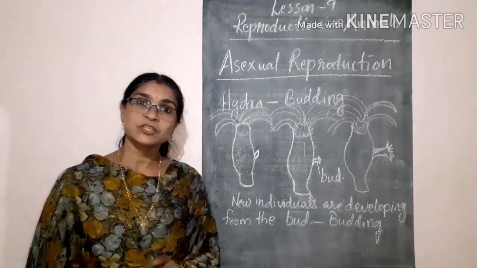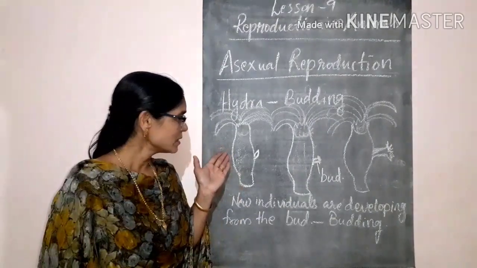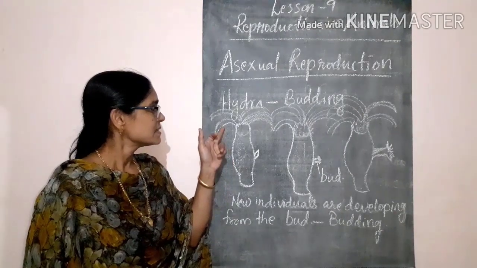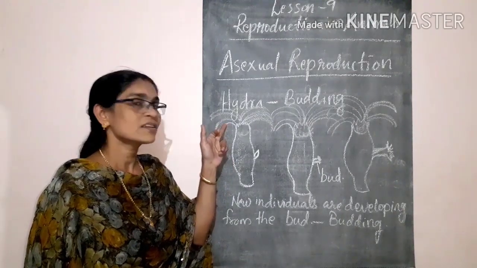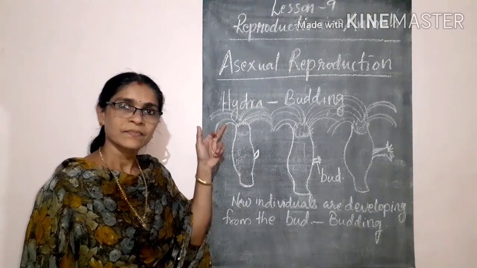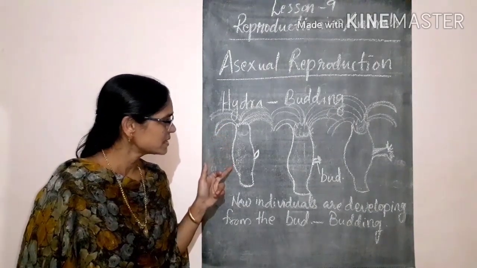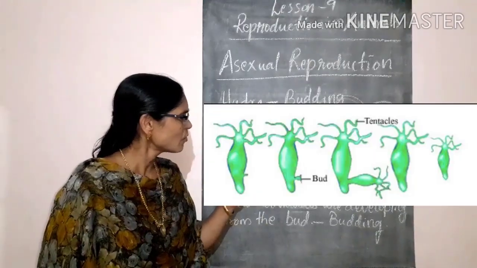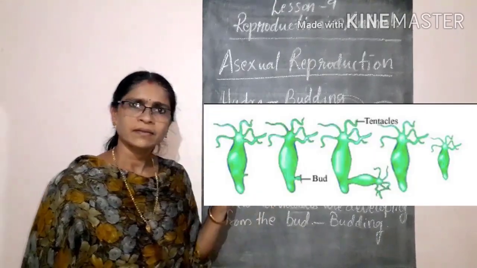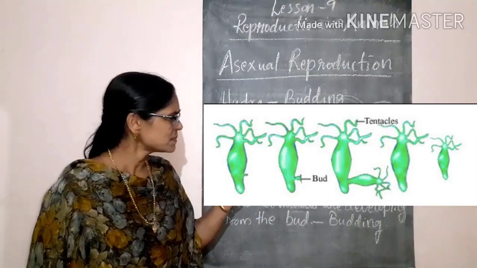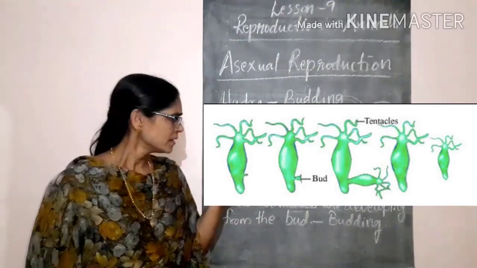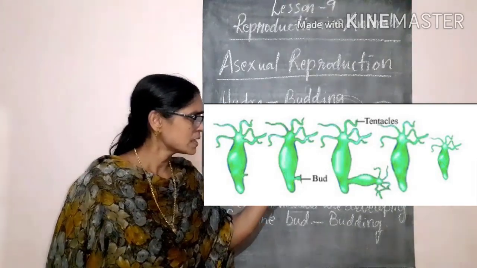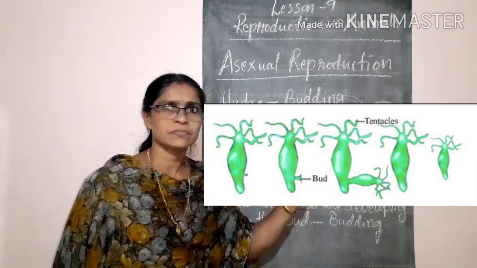Do you know what is the structure of Hydra? Look at the board. This is Hydra. It has some hand-like structures called tentacles. While observing the structure of Hydra, we can see some bulges. Here one, here one, here one. Can you see any differences between these bulges? Here it is small. The next figure we can see it develops some more. And the third figure we can see it grows more.